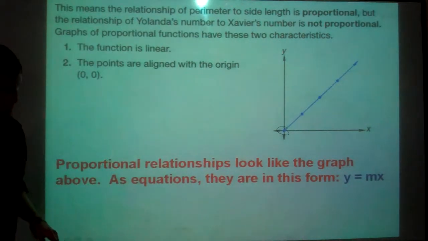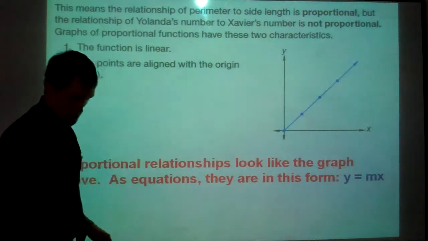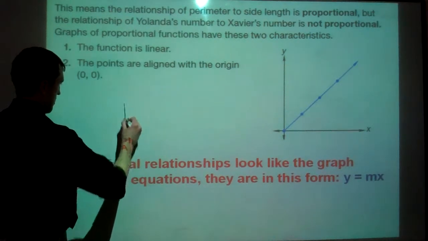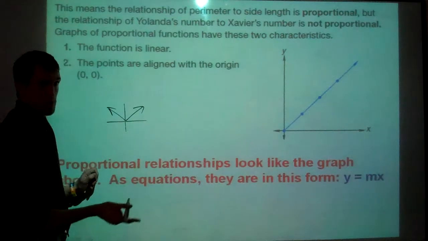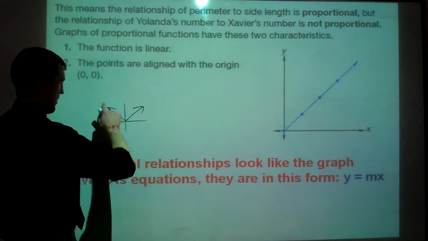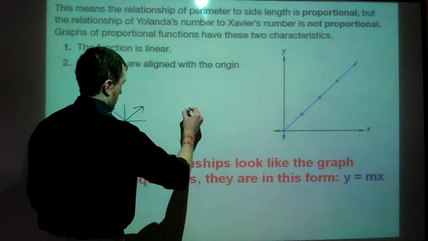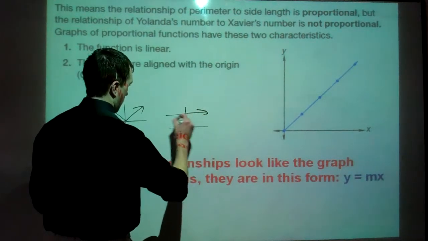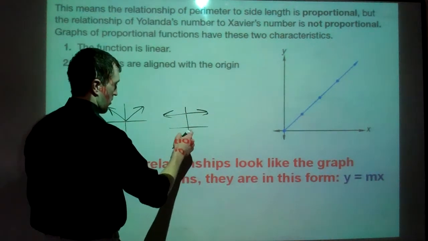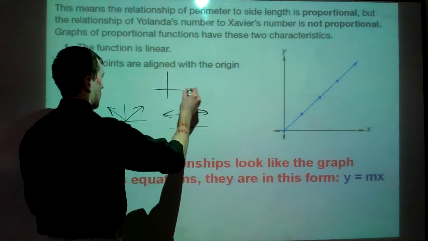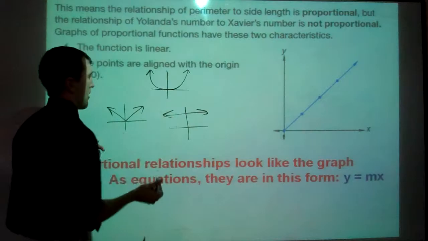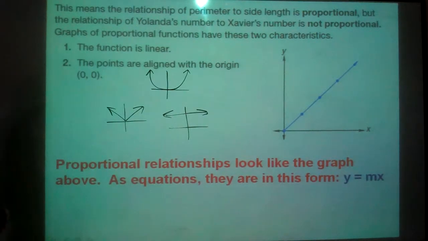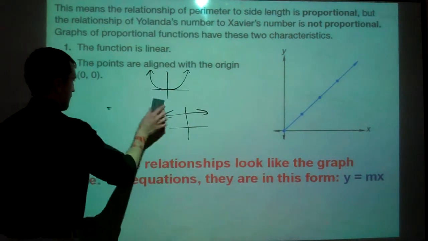So an example of a non-proportional graph could look like this. This is not. Touches the origin, but it's not straight. It's got a bend in it. Not proportional. A straight line like that, but it doesn't go through the origin, or anything that's curved, okay, not proportional, alright? Has to be straight, has to touch the origin.